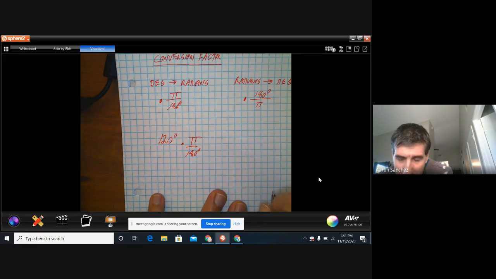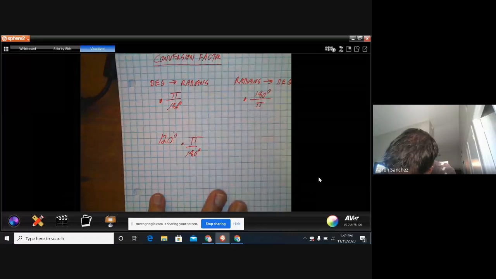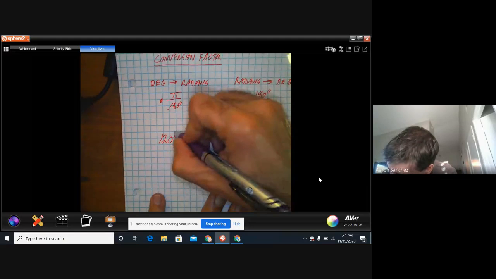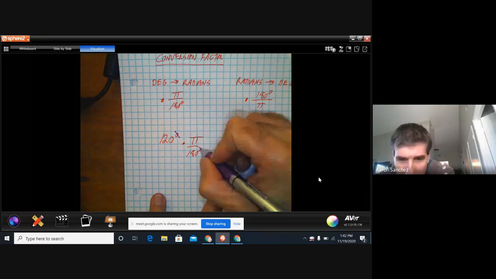And then you make it into a fraction. The reason why, notice how the degrees are on the denominator. Watch what happens. Flink, flink. The degrees cancel out. They disappear.